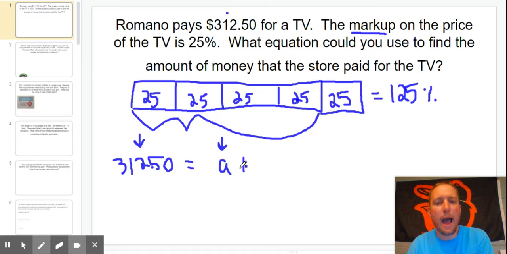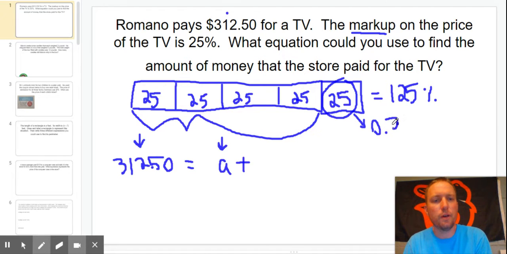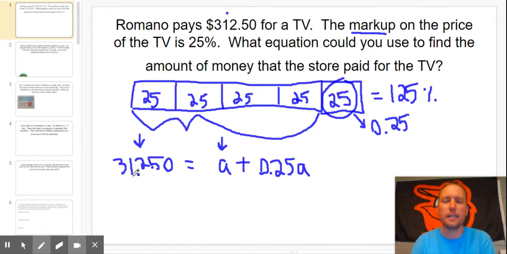And then we're going to add that to the 25% markup. So again, if we are going to write 25% as a decimal, we would write it as 0.25. That's 25% as a decimal. So we're going to add that markup. This is what the store paid. We're going to add 25% of that cost. And that's going to give us the sales price.